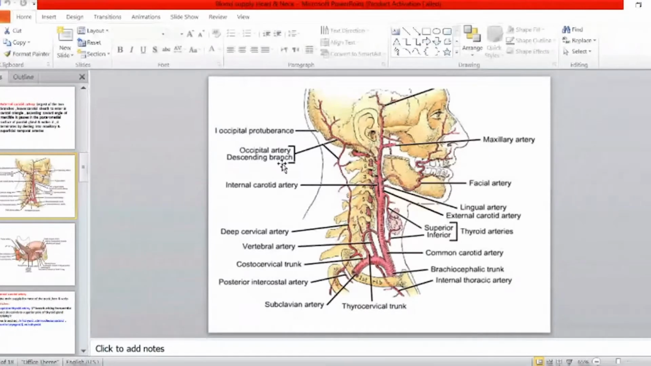Now, the first branch given from the external carotid artery is the superior thyroid artery. This one, the first one, is the superior thyroid artery. If you remember the superior thyroid artery, we have studied it with the thyroid gland and with the larynx. The superior thyroid artery arises from the medial aspect of the beginning of the external carotid artery within the carotid triangle. It descends toward the superior pole of the thyroid lobe, where it divides into anterior and posterior branch.